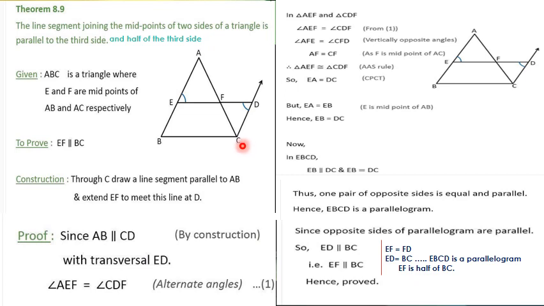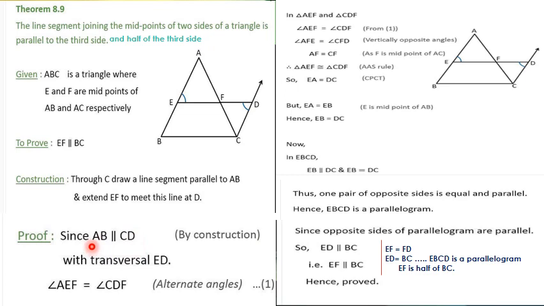So, for this proof, we are doing a construction. We are drawing a line through C, parallel to AB. That is the construction. And we will extend EF until it meets this parallel line, and we will name that point D. I repeat the construction. We will draw a line segment passing through the point C such that it is parallel to AB, and we will extend EF till D, that is, till it meets this parallel line, and we will name this point D. This is about the construction and the diagram.